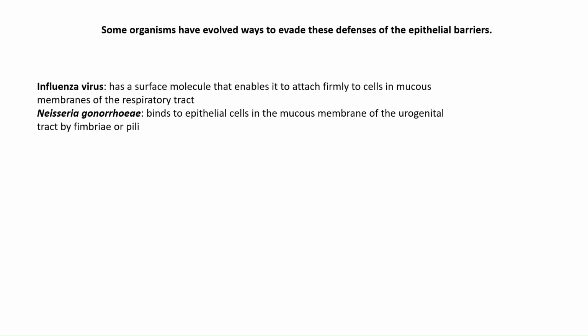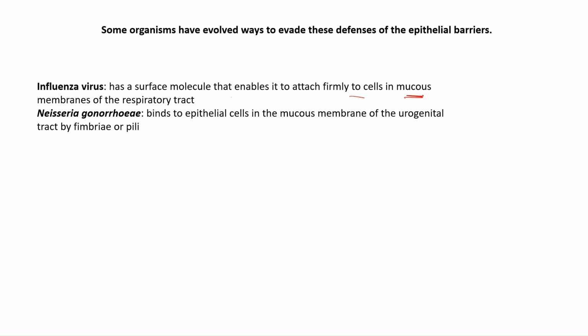Now, apart from having so many protections, there are microorganisms that evolved ways to evade such defense mechanisms. So we have influenza virus that has a surface molecule that enables it to attach firmly to the cells in the mucous membrane. After any pathogens get trapped in the mucous membrane, the cilia will dust out, or remove, those pathogens. But influenza virus attaches itself so firmly with the mucus that cilia cannot dust them out.